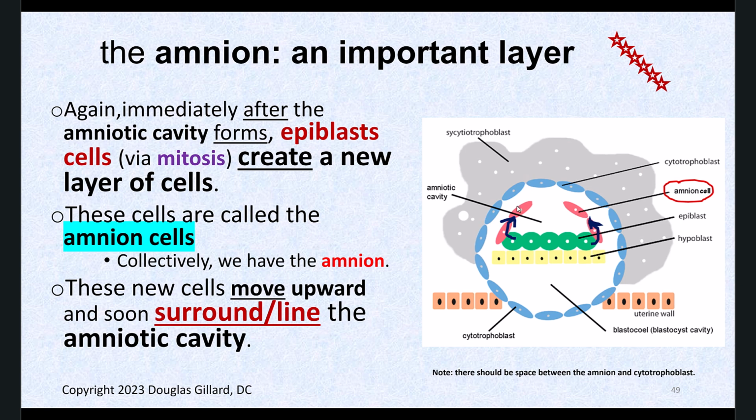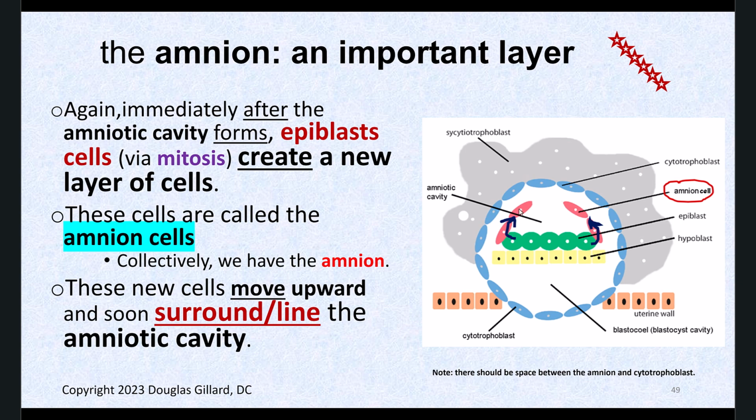Immediately after this cavity forms, we need to make amniotic fluid, but we don't have cells to do it, so we need to make amnion cells. Now it's time for the epiblast cells to divide by mitosis. The ones on the end divide, and they create a new cell called the amnion, in red. When a cell divides, you create 2 cells. You make a copy of yourself, and the other morphs into something else. That repeats and repeats, and we get a new lining of cells called the amnion.